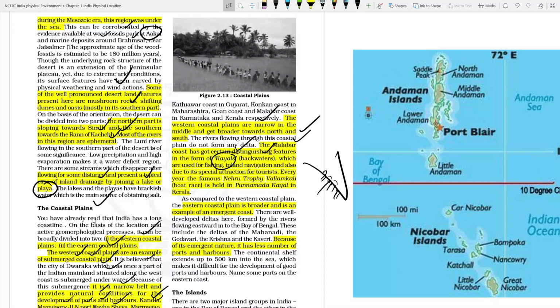On those backwaters, we can experience the Nehru Trophy, a very famous boat race, which is held only on the Kayal in Kerala. The eastern part of the coastal plain is the example of the emergent coast, and here the natural harbors are fewer.